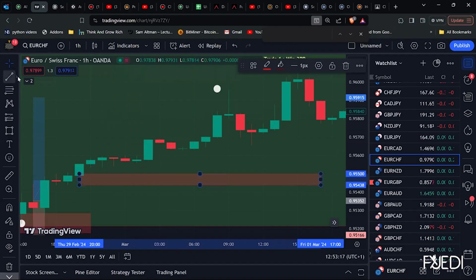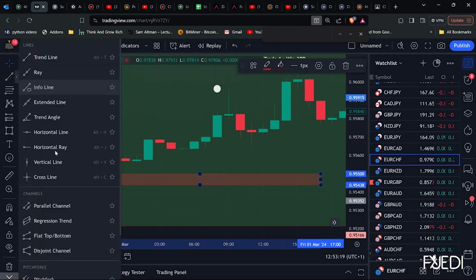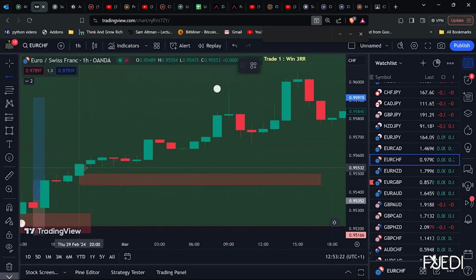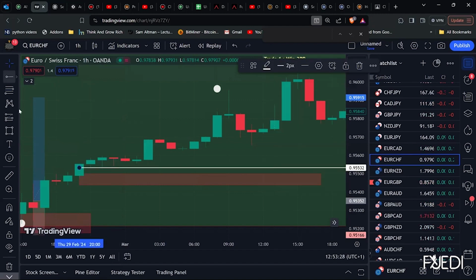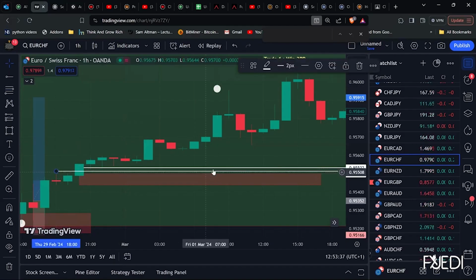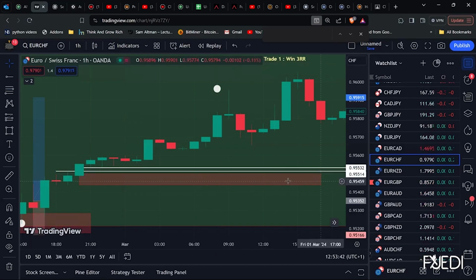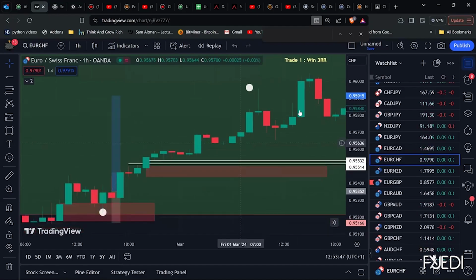Yes, there's an imbalance. If I draw this out like so, this was the low of this candle. Let me make this white, right? And this was the high of this candle here. So you can see that there's a gap there. That gap between these two white lines is an imbalance, and then this red rectangle here is the order block. So there's an order block here with an imbalance.